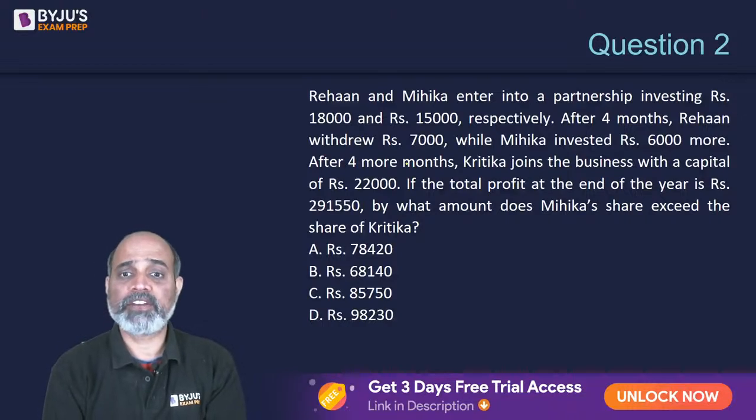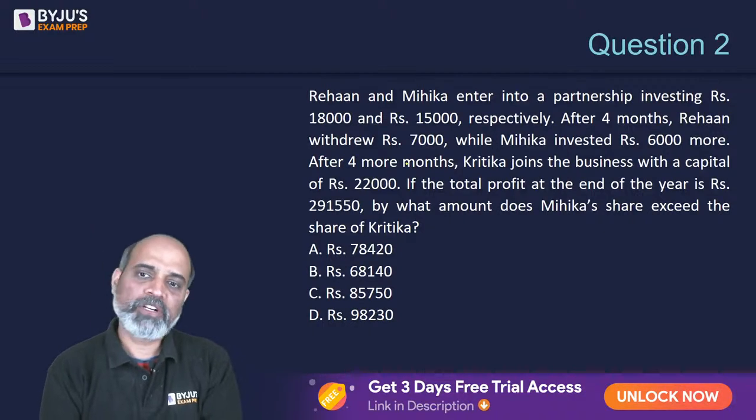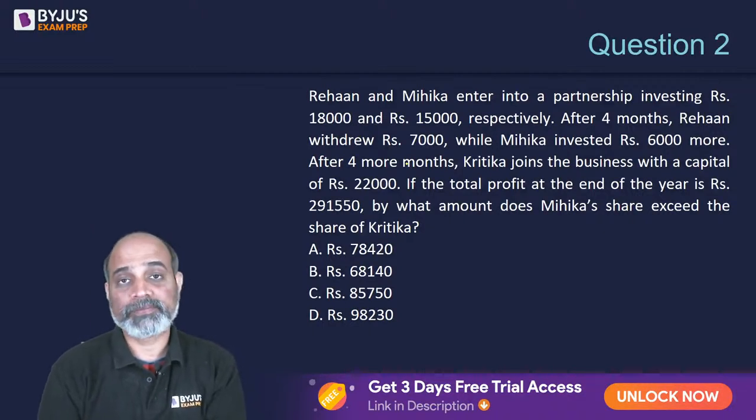Okay, next question. Rehan and Mihika enter into a partnership investing rupees 18,000 and rupees 15,000 respectively. After 4 months, Rehan withdrew rupees 7,000 while Mihika invested rupees 6,000 more. After 4 more months, Kritika joins the business with a capital of rupees 22,000. If the total profit at the end of the year is rupees 2,91,550, by what amount does Mihika's share exceed the share of Kritika?